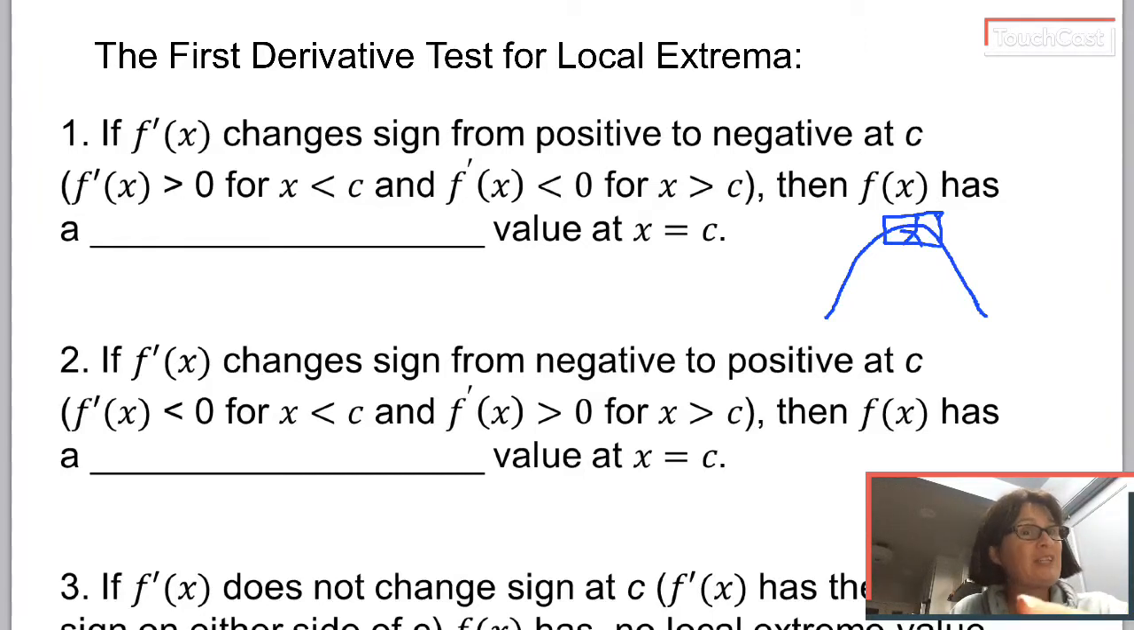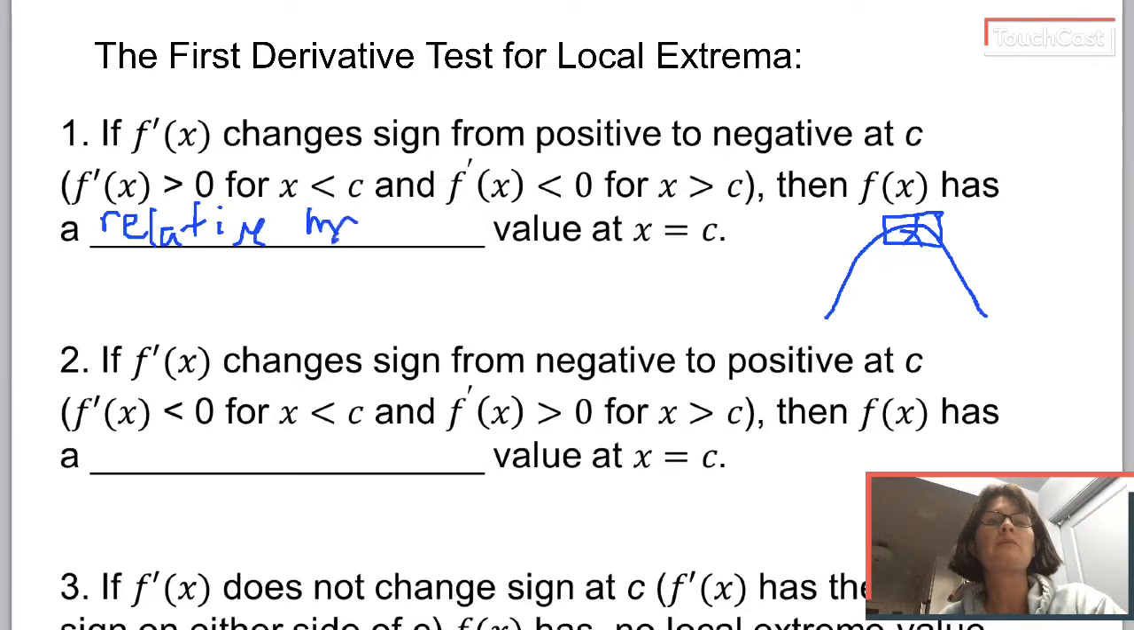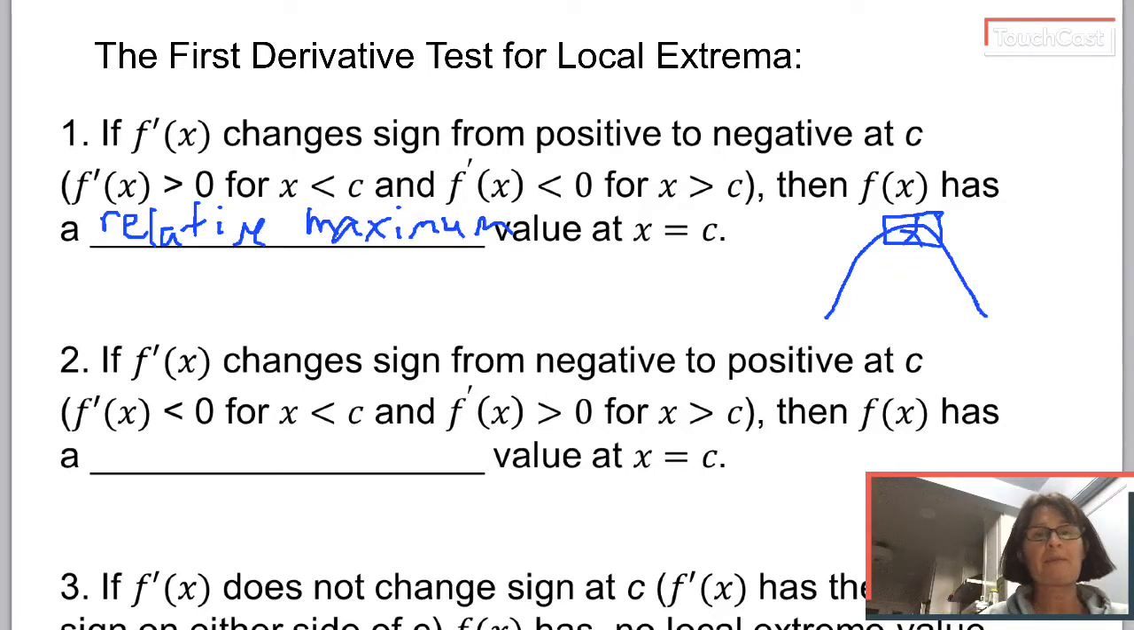So the first derivative test has 3 parts. If f prime changes sign from positive to negative, that means if f prime was positive to the left of c and f prime is negative to the right of c, then f has a relative maximum at x equals c. This is a relative maximum. Another name for that is local maximum. Relative maximum and local maximum mean the same thing.